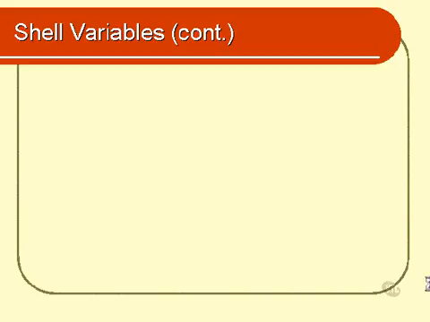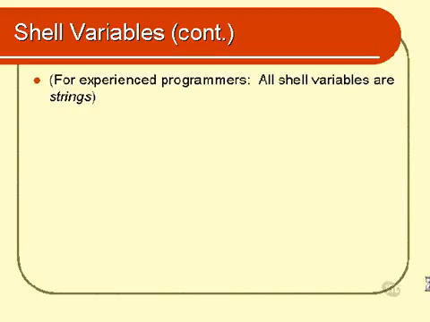Moving right along, I'll take a quick note here, and for the experienced programmers amongst you, the people that have already programmed in other languages before, it's interesting to note that all shell variables are strings. If you don't know what a string is, it doesn't matter at this point. The point to note here is that there are no integers, no numbers in shell variables. You can certainly assign a value of 5, say, to a variable, but that 5 will be treated as the string 5, not the number 5.